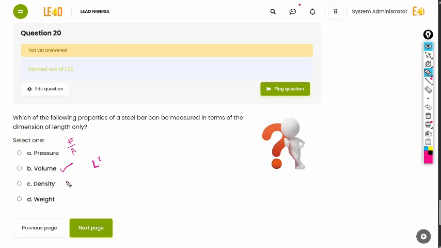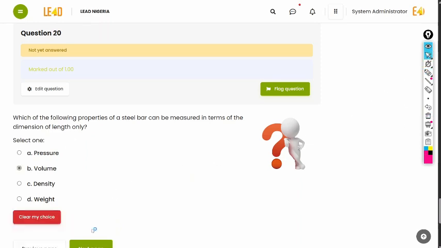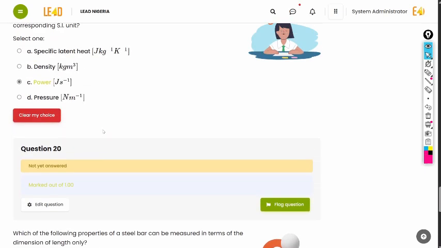Density is mass over volume, which tells you the same thing, right? You're going to have kilogram, which is mass, so it's not just going to be length. And then weight. Weight is a force, right? That's mass times acceleration. So you're going to have both kilogram and per second squared. So you also have time. So the one that only deals with length is volume. That's option B. Okay, that's 20. So let's do 21 now.